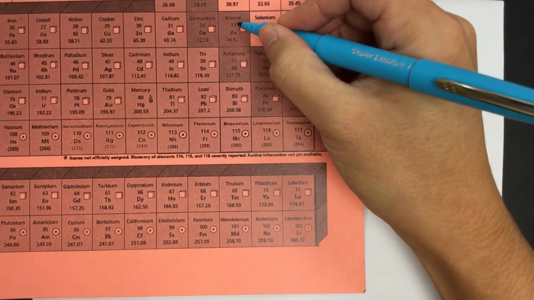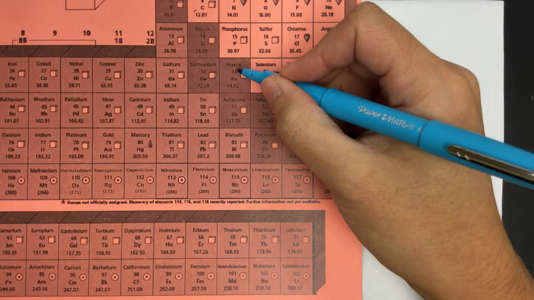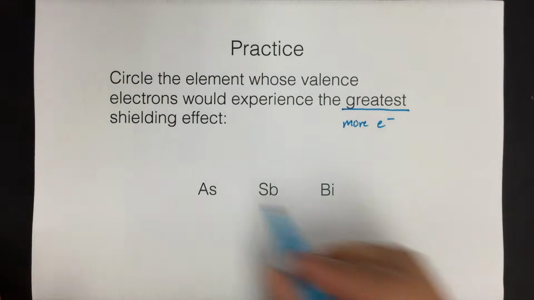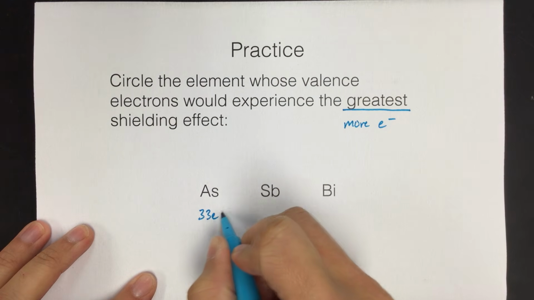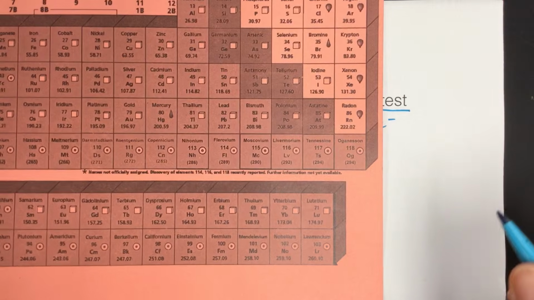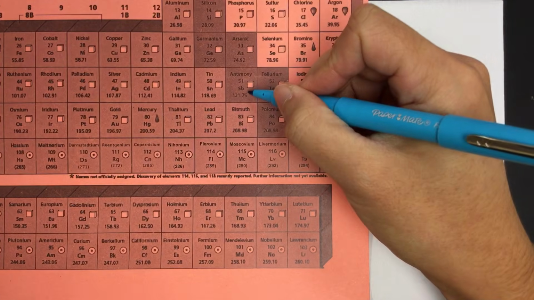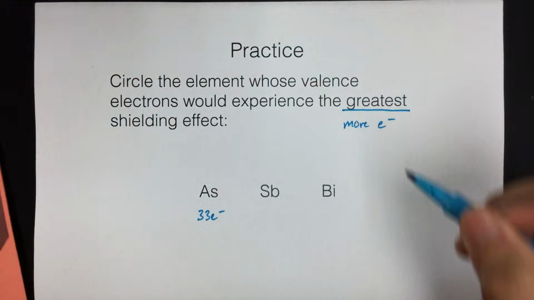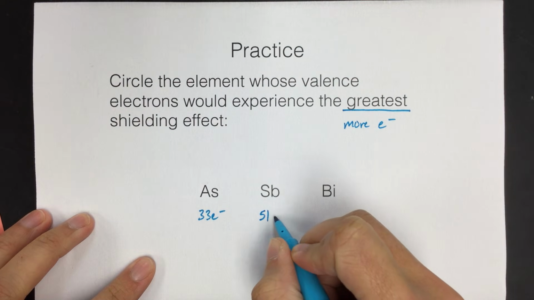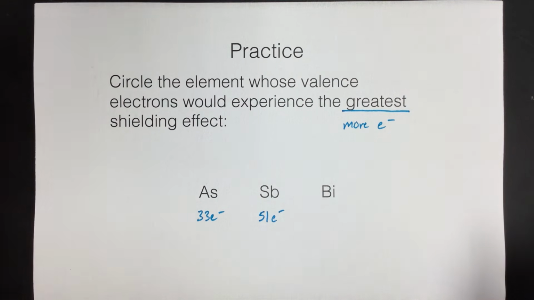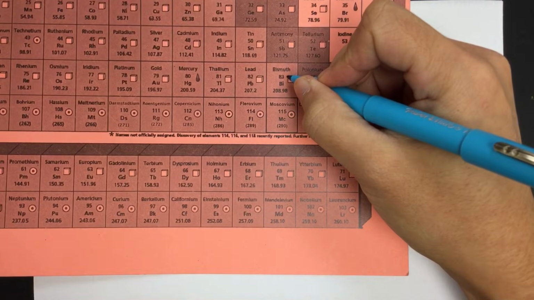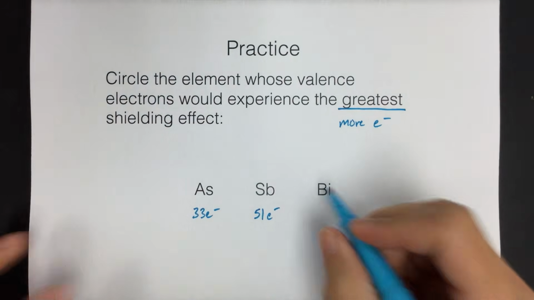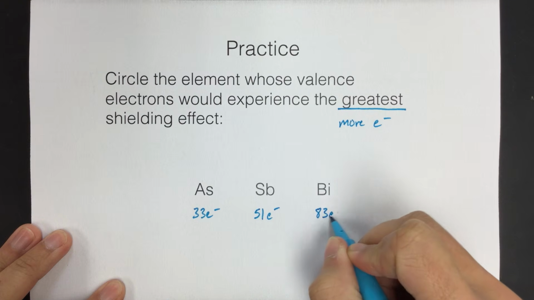Arsenic, antimony, bismuth. Arsenic is here, and we assume everything's neutral, so 33 means 33 electrons. Antimony, 51, so we have 51 electrons. Bismuth, in the same family, 83, has 83 electrons.